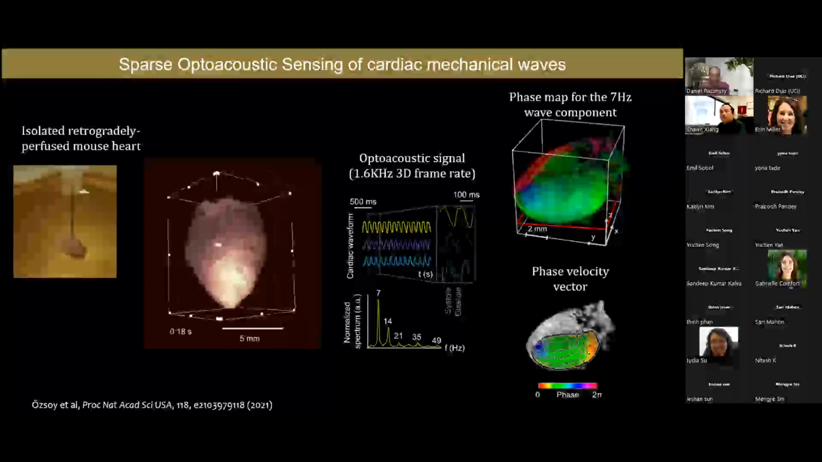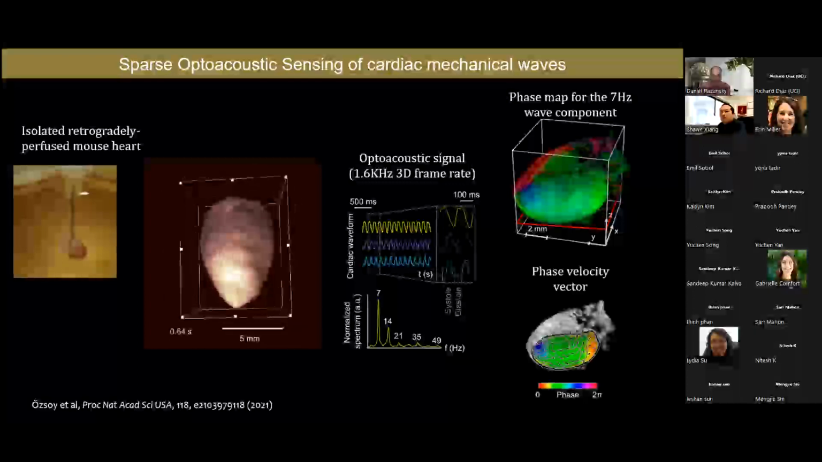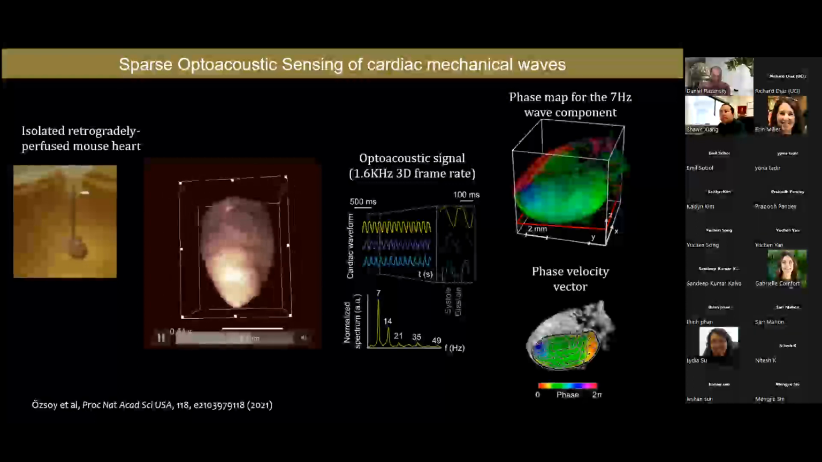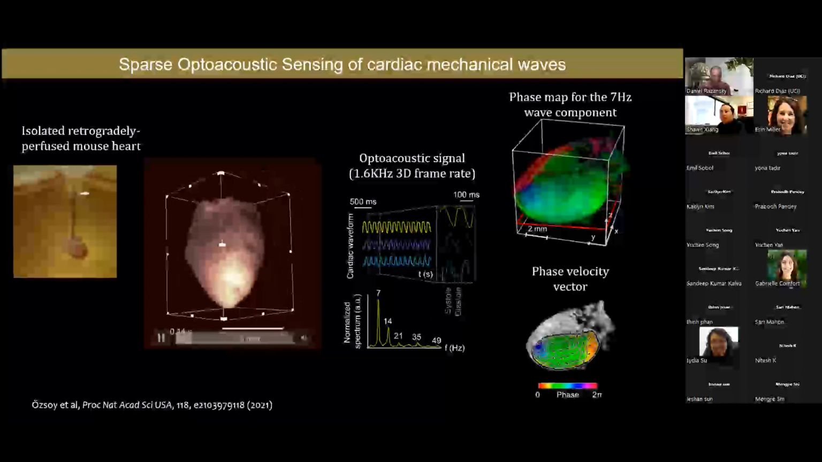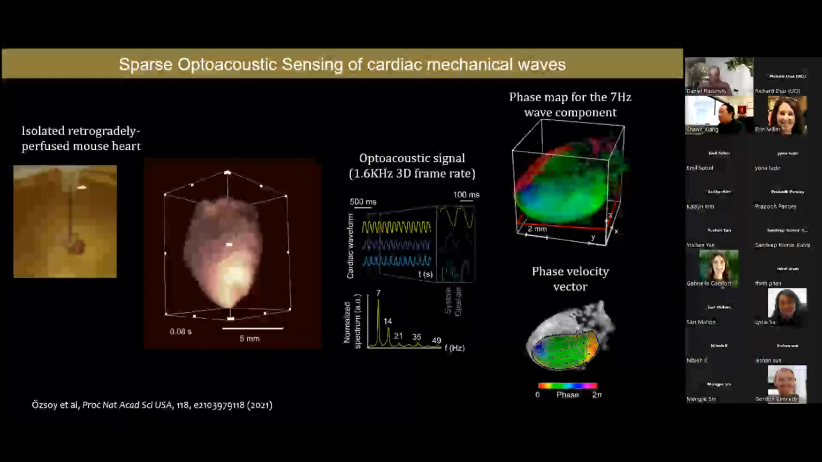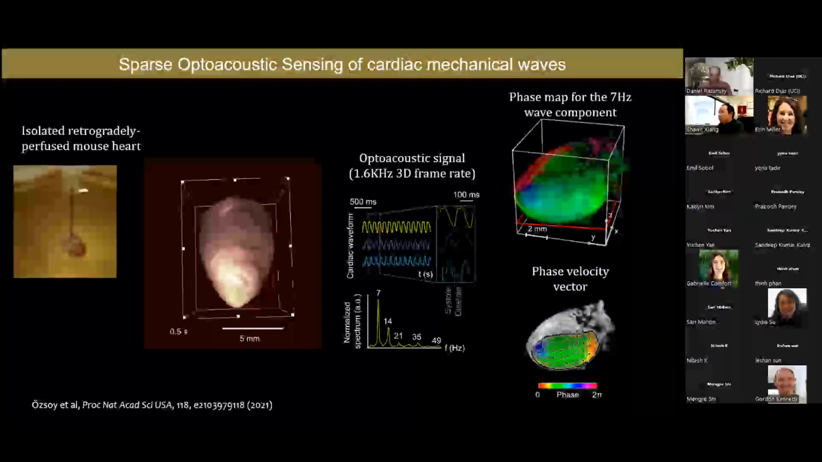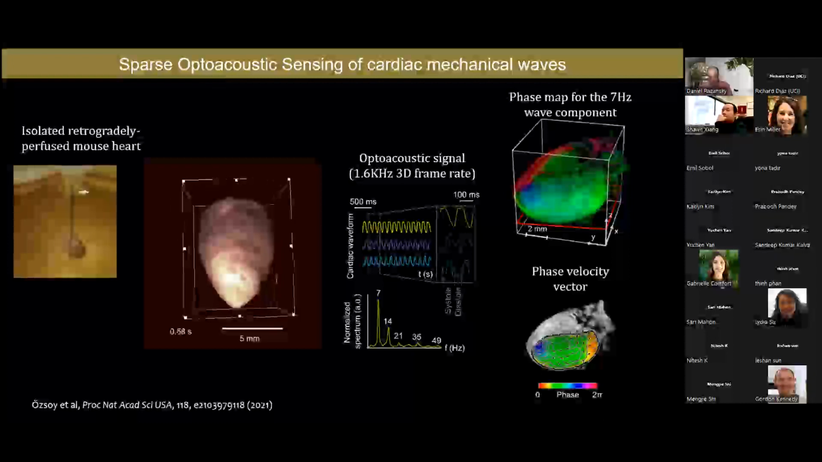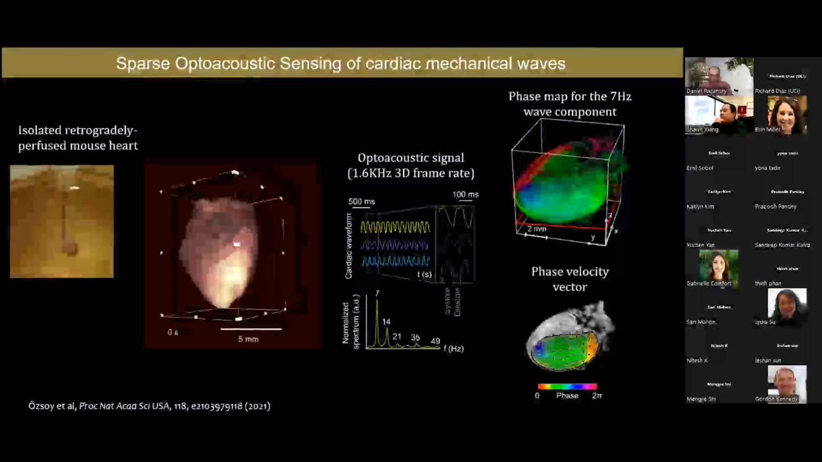But the 1.6 kilohertz 3D frame rate really allows you to look at the different phases of the mechanical wave propagation through the heart. And here you see the phase map for the 7 hertz heartbeat component. And we can track the spatial propagation of the phase velocity vector.